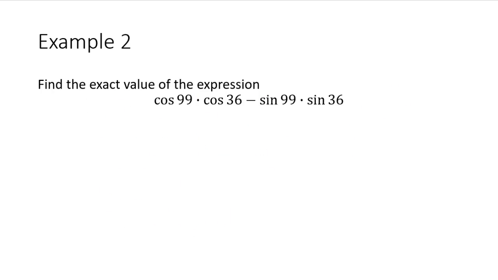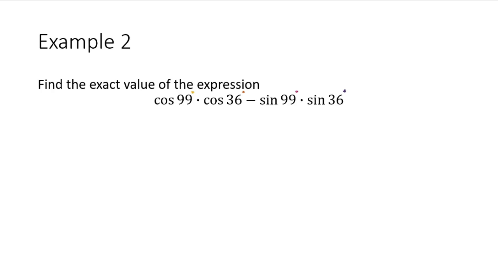Example 2. Find the exact value of the expression cosine 99 times cosine 36 minus sine 99 sine 36. And I probably should have put the little degree signs on here, which I did not do. That way we're not looking at this as a radian problem. Okay, so none of these angles are actually unit circle angles here.